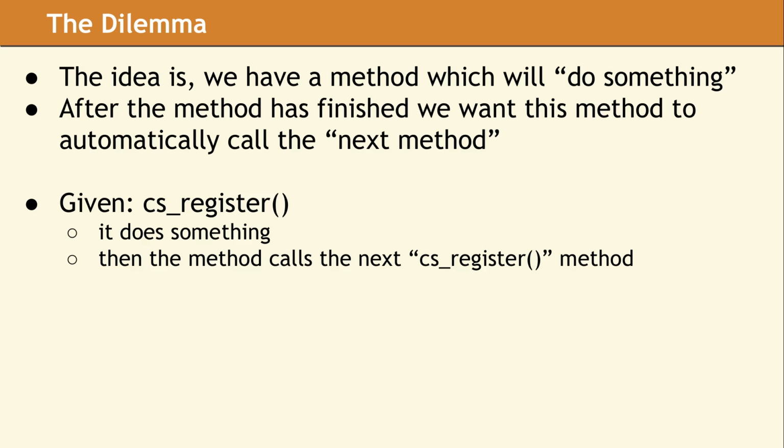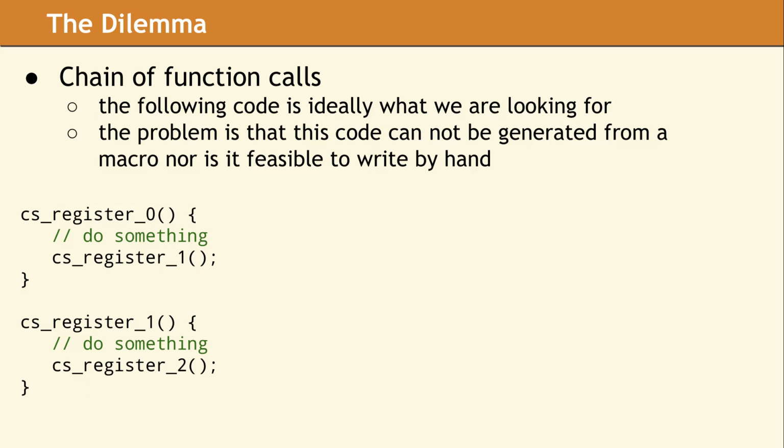So here's the dilemma we want to solve. Given that we have a method called cs_register, we want it to do something. And then when it's done, we want it to call the next cs_register method. The question is, how do you implement this? So our idea was to set up a chain of function calls. We'd like to structure the code something like this, where we have a set of cs_register methods, and each one calls the next one. The problem is, this code can't be generated from a macro, and there was too much of it to write by hand.